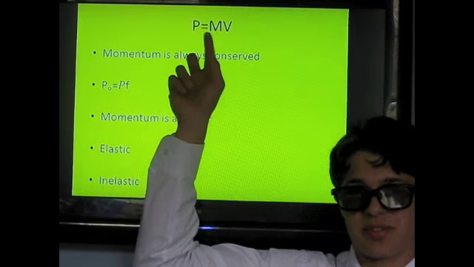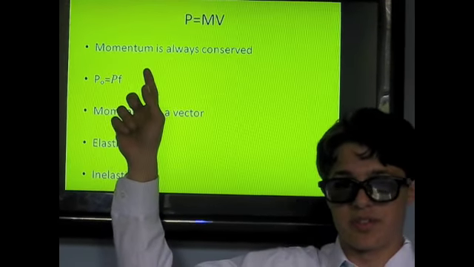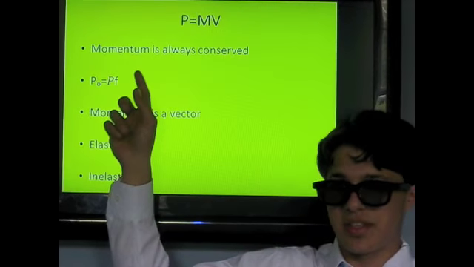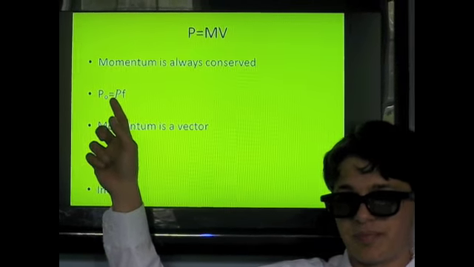Momentum is represented by the letter P. Momentum equals mass times velocity. Momentum is also always conserved. This means that it can't be created or destroyed. This is represented by the equation here: initial momentum equals final momentum.